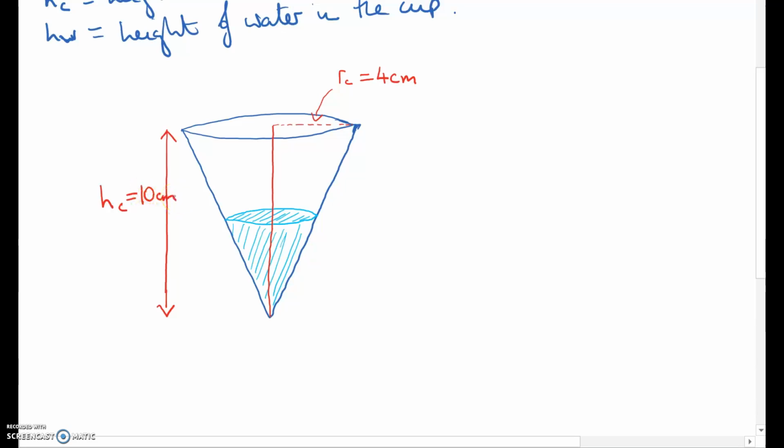Now, what we'll do next is we will mark in these measurements, but we won't actually mark in the measurements that relate to the height of the water. We'll just call it HW, and we'll call this RW. And the reason we don't mark those in is because they're changing. As you drink water out of this cup, the height of the water, the depth of the water, and the radius of the surface of the water are changing. So we won't mark in anything that is changing.